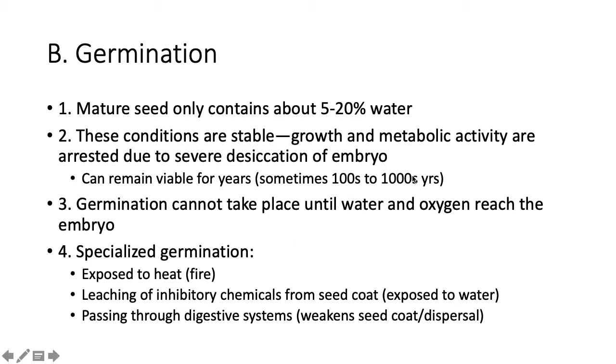All right, so there has to be a certain amount of water and oxygen in order for germination to occur. Some seeds do require specialized germination, like exposure to heat, so maybe a forest fire runs through it. Leaching of inhibitory chemicals from the seed coat: if it's exposed to a lot of water, it washes away or leaches those chemicals out of the seed coat so it can germinate. And some actually have to be eaten by an animal, so the digestive system weakens the seed coat, and it also aids in dispersal because when it comes out, it's got a nice pile of fertilizer to germinate in.